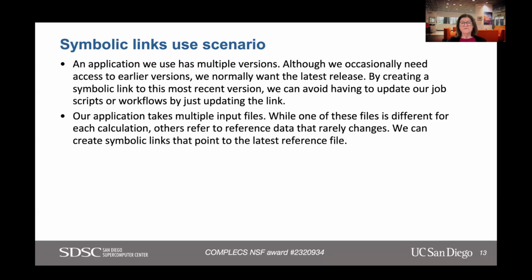Okay, so here's a usage scenario. We have an application that has multiple versions. Although you occasionally need access to earlier versions, you normally want to use the latest release. That makes some sense. By creating a symbolic link that always points to the most recent version, you can avoid having to update your job, your script, your code by just updating what the link is pointing to. So this application takes multiple input files, and while one of the files is different for each calculation, others refer to reference data that rarely changes. So we can create symbolic links that point to the latest reference file.